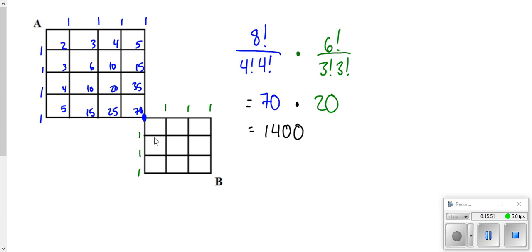Let's do the next one. So this is 2, 3, 4 up top there. Going down the side, we already have 2, 3, 4 if you added all that together. In the middle, that's 6, that's 10. And this one is also 10, and 10, 10 make 20. So you'd have 20 ways to go from that dot there to the end of B there. So again, it's 70 times 20, 1,400.